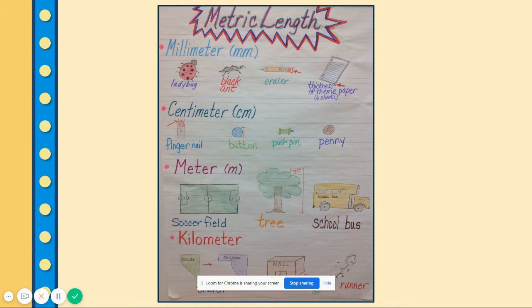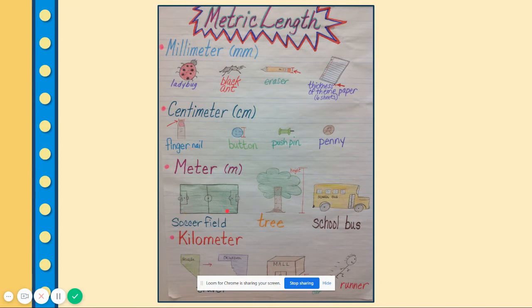So if I am looking at the length of a soccer field or the height of a tree or the length of a school bus, it is too small to say something like a mile. The soccer field's not a mile long. That's our customary unit. But we would say it's a meter. And there are several meters in a soccer field.